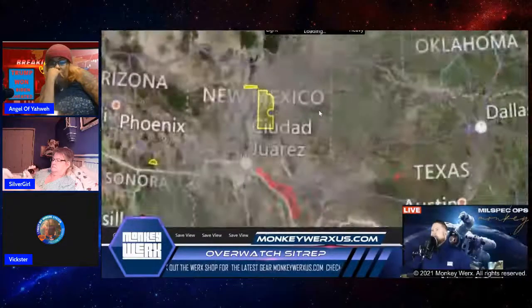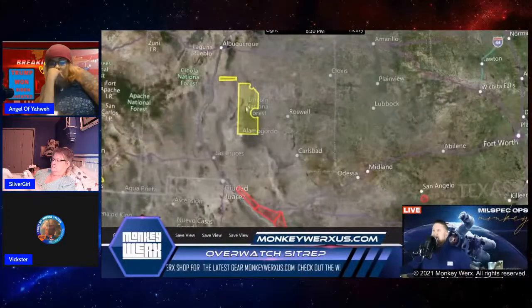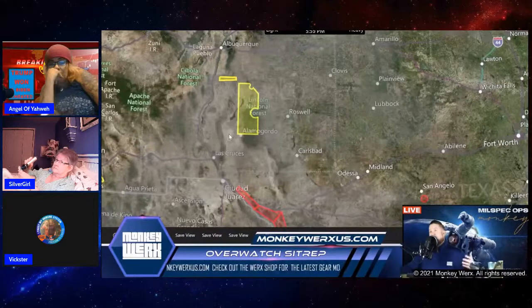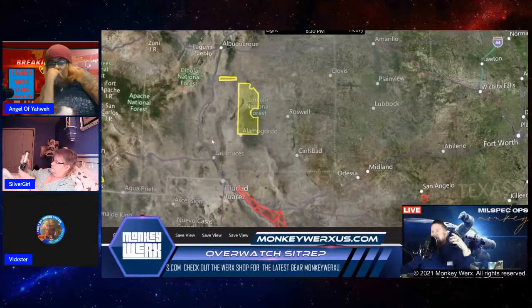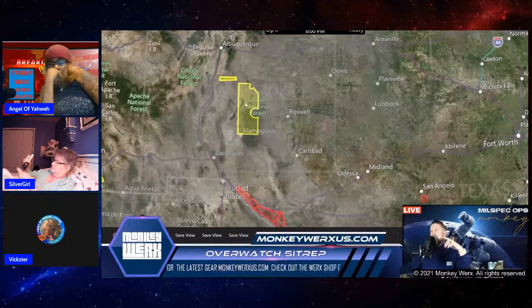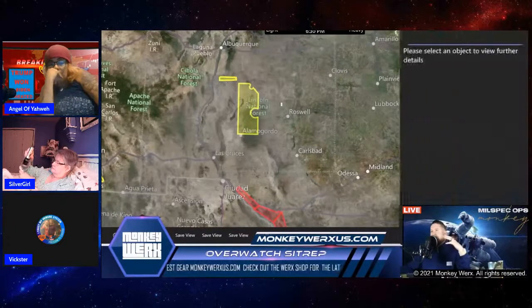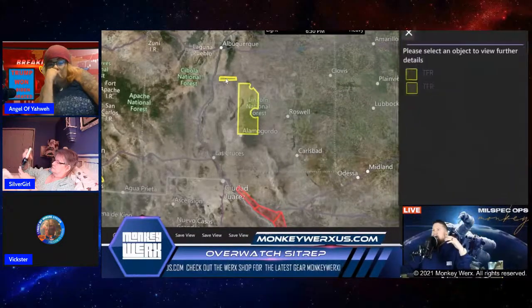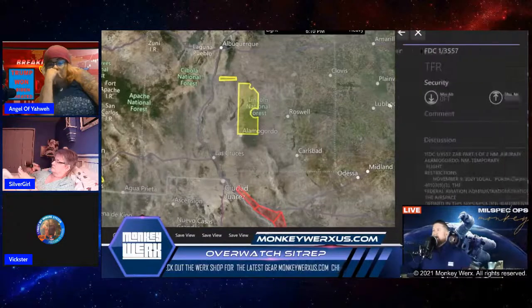Then we get over here to New Mexico, and this is the National Forest. Really interesting. I'm not sure what's going on. This is White Sands. And I will tell you, they have a sea of poppies out here at Holloman Air Force Base. But this is not related, and I don't know what this is related to. We see that from time to time, but this is a security TFR, not a space operations. And then this one, let's just double check what that is right there.